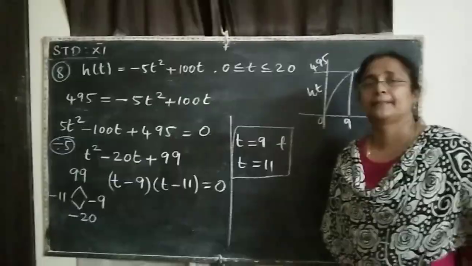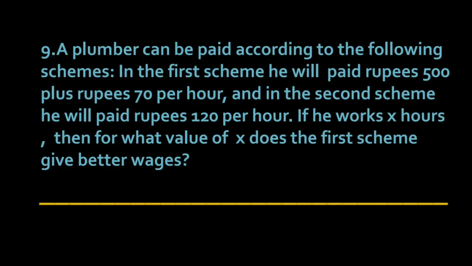Okay, students. Now let's discuss the 9th sum. A plumber can be paid according to the following schemes. In the first scheme, he will be paid rupees 500 plus rupees 70 per hour. And in the second scheme, he will be paid rupees 120 per hour. If he works x hours, then for what value of x does the first scheme give better wages? Okay, very interesting sum and simple sum too.